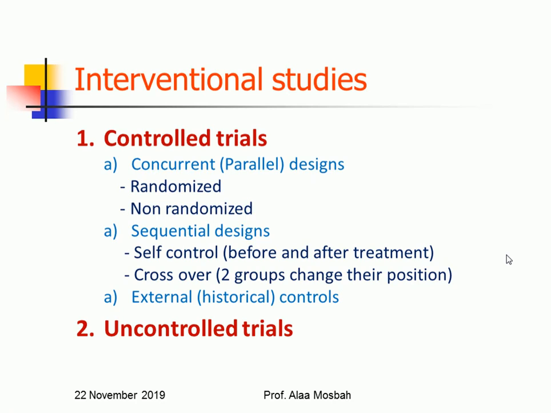I can do it with drug and placebo, or drug and another drug. So I have two groups, 1 and 2. One taking drug A for a certain period, and group 2 taking drug B for a certain period. Then 2 weeks rest or more, then shift. The group 1 who take drug A will take drug B, and the group 2 who take drug B will take drug A.